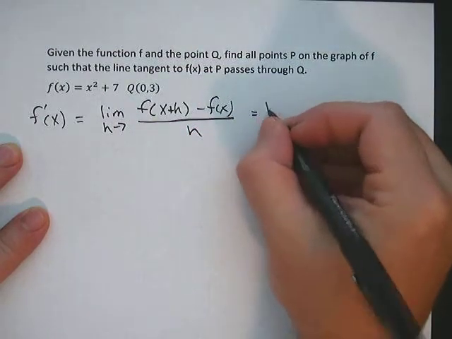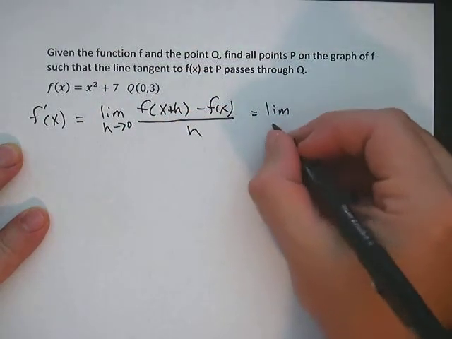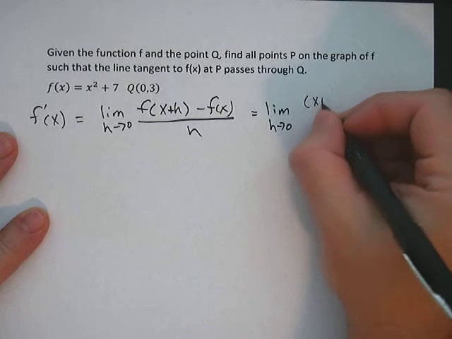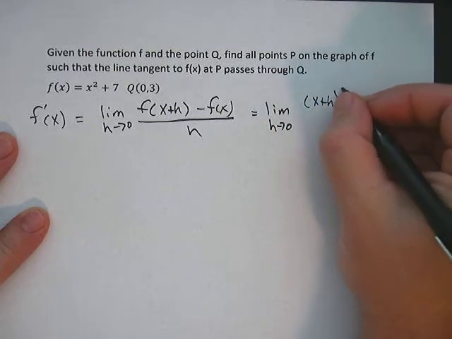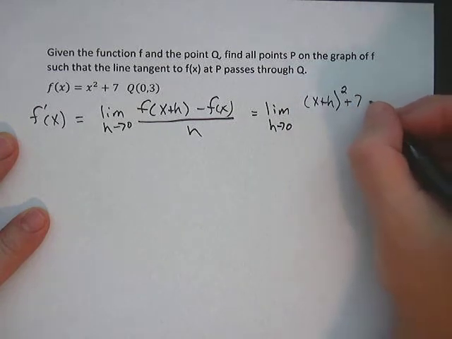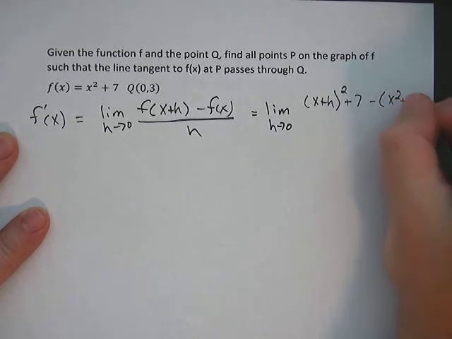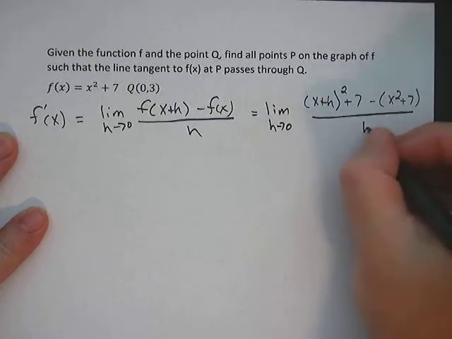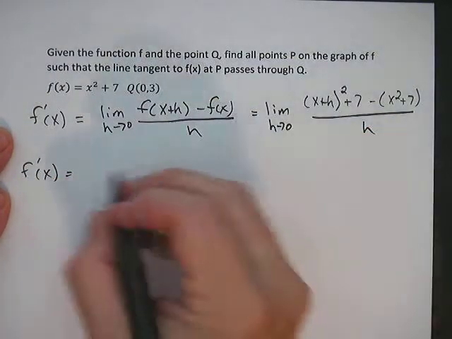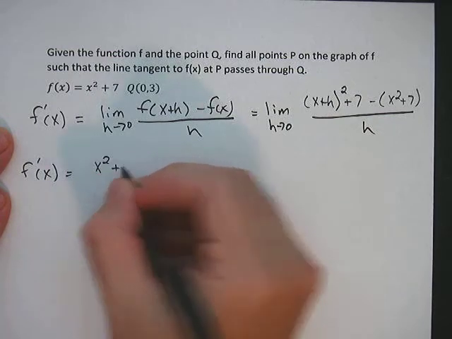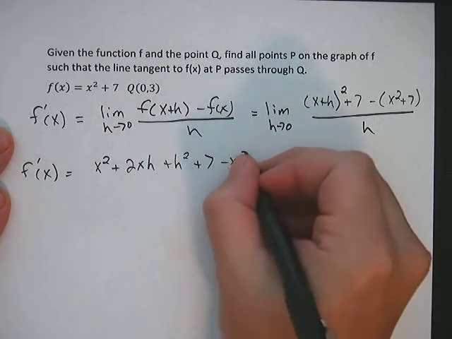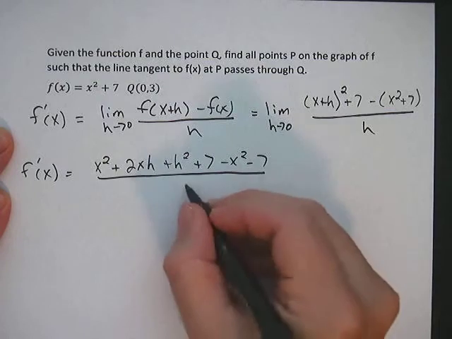Okay, so that will give us the limit as h approaches 0 of (x plus h) squared plus 7 minus (x squared plus 7), all over h. So f prime of x is equal to, let's expand that out, x squared plus 2xh plus h squared plus 7 minus x squared minus 7, all over h.